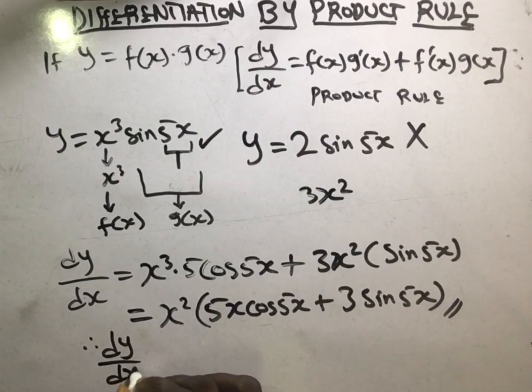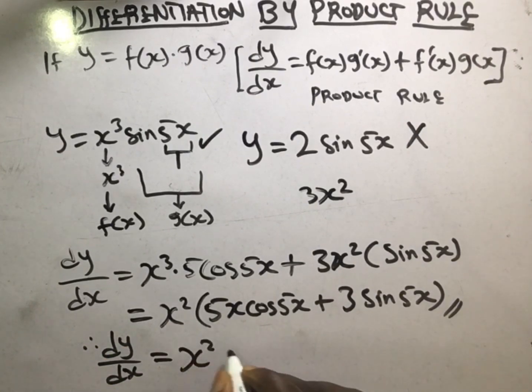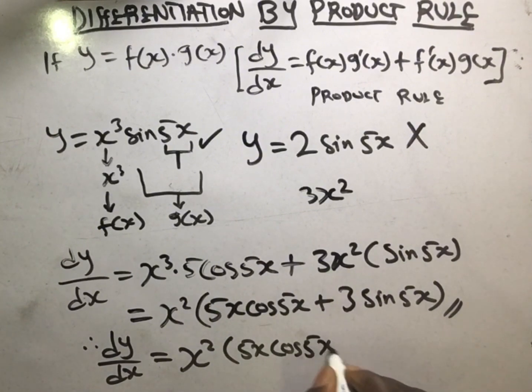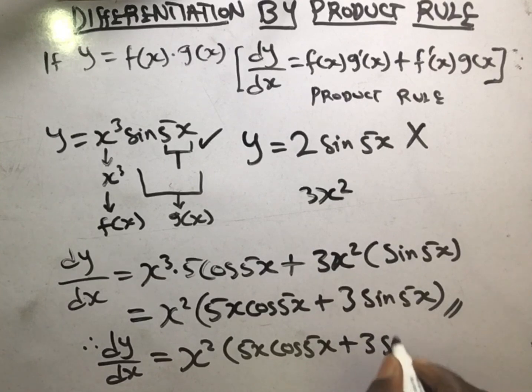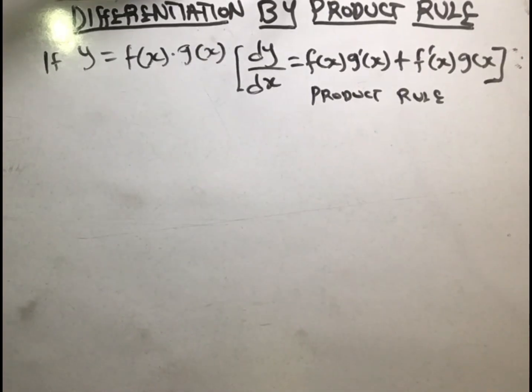Hence, dy over dx is equal to x squared (5x cos 5x plus 3 sine 5x). And I think we are done with our answer. It is this simple. Okay, so I believe with the first example we've done, you can try this.